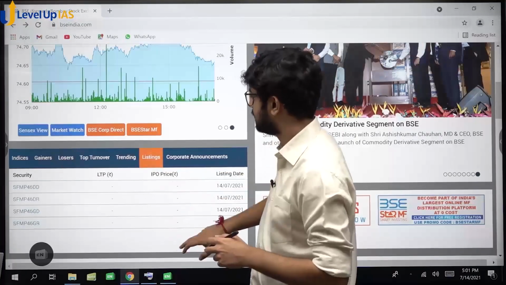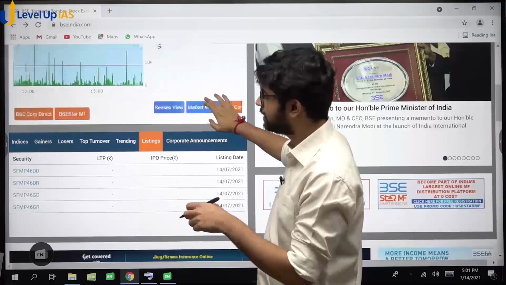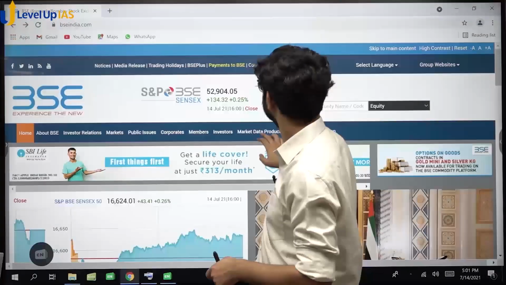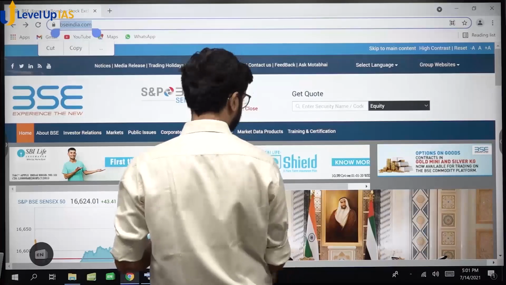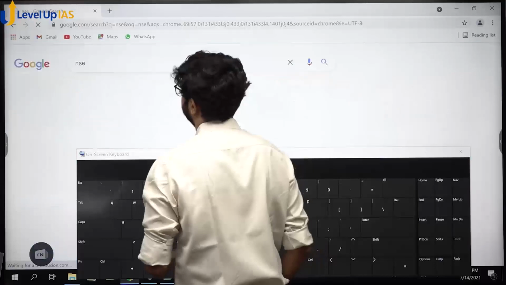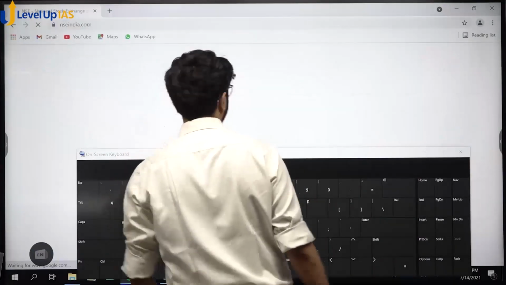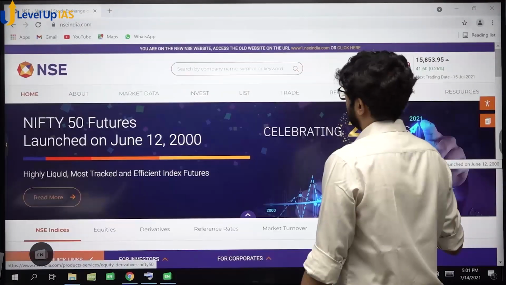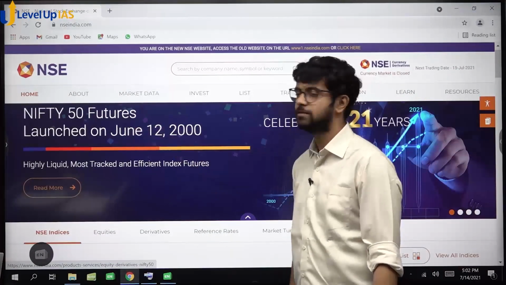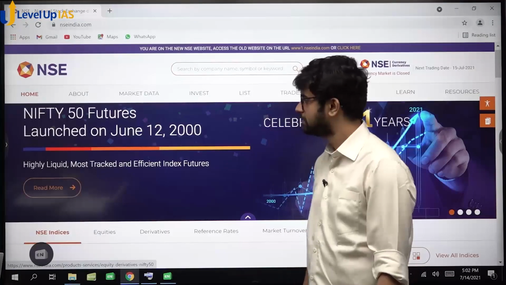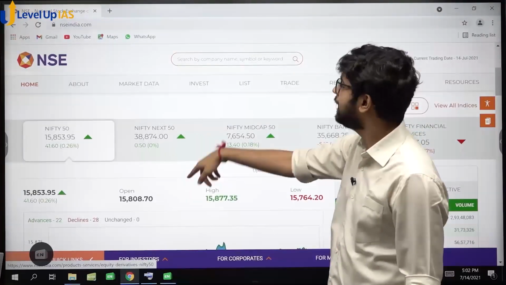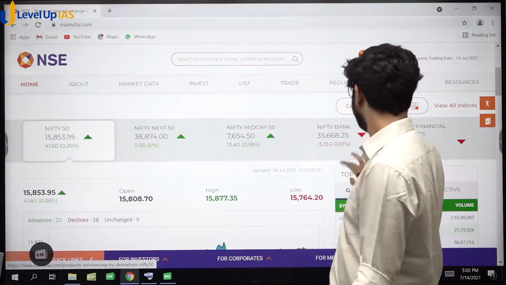See listings. New listings, upcoming listings are there. So its name has not come yet. Let us go to NSE and see whether they have anything else. What is this? Futures. Nifty 50, next 50, mid cap, I am coming.